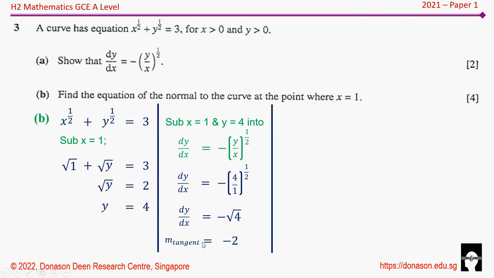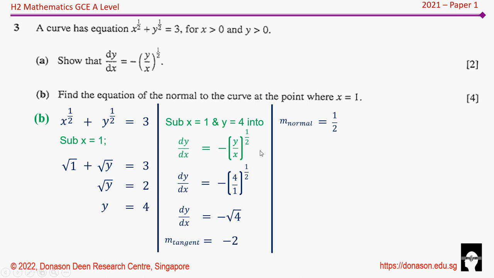So now we have the gradient of the tangent, but what we need to find is the equation of the normal, right? So what is the relationship between the gradient of the tangent and the gradient of the normal? Of course, both of them must be perpendicular to each other. And if two lines are perpendicular to each other, the product of their gradients should give you negative 1. So the gradient of the normal should be the negative reciprocal of the gradient of the tangent, which is minus 2. So we're going to take a half. If you take a half and multiply by minus 2, it's going to give you minus 1. Or alternatively, minus 1 divided by minus 2 gives you positive half. That's the gradient of the normal.